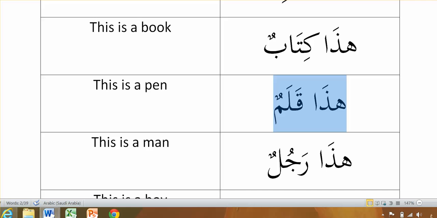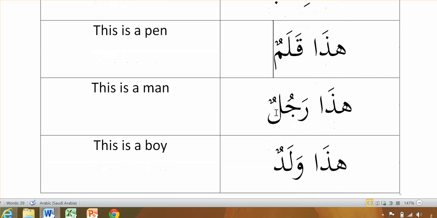Whenever you use the word هذا, you have to be indicating something. You have to be pointing or holding something. So you will hold up a pen and say هذا قلم, a book, هذا كتاب. So you need to be pointing or indicating to something at the time, or referring to something.